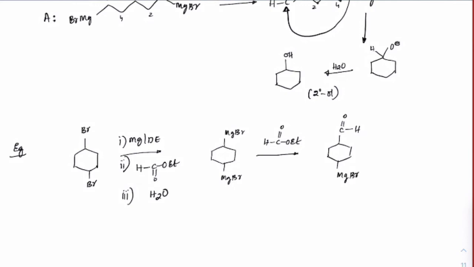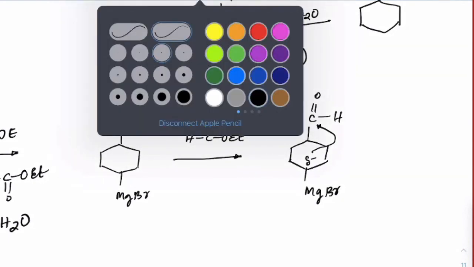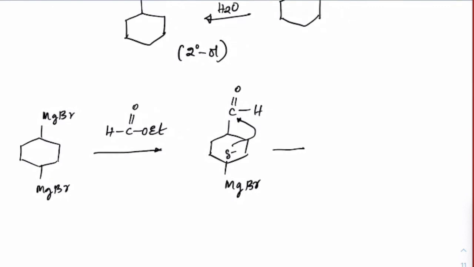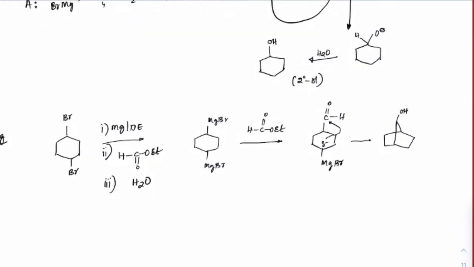Now this delta negative present here is the one which will attack on this carbon, right? So thereby we will see this type of ring formation is observed. I mean this type of a bicyclo formation is observed here with OH on it. This will be the final product. Anyone has a doubt, please do ask.